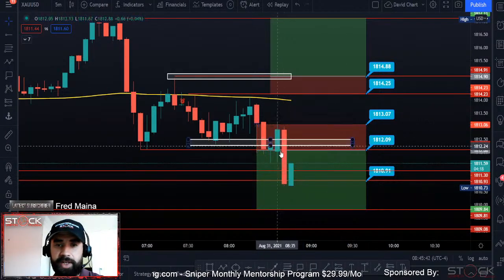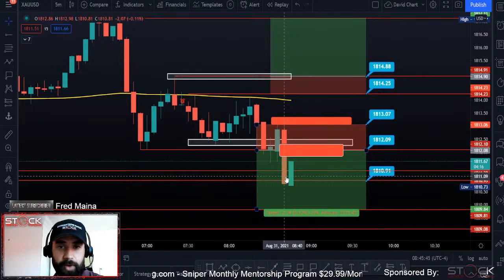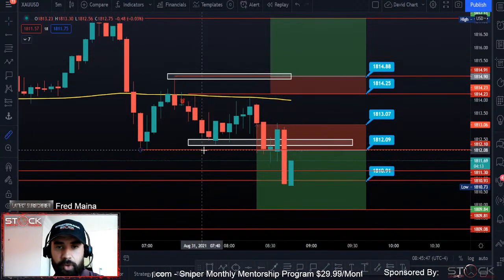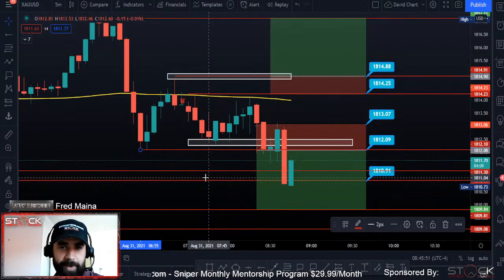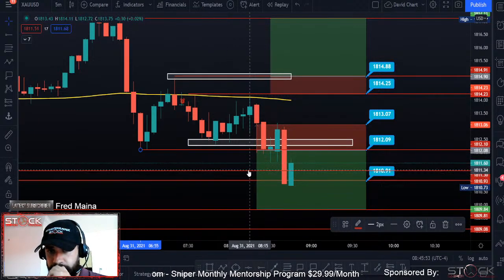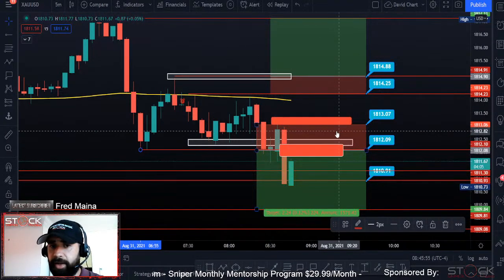If you are in this trade, guys, please look to secure some partials and stuff like that. They don't always run forever. Roughly 12 pips, not bad right at the beginning. I'm still going to leave this, all right?